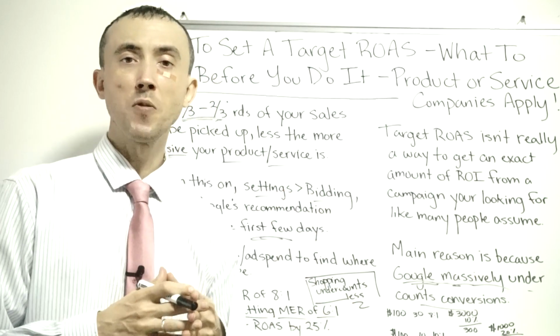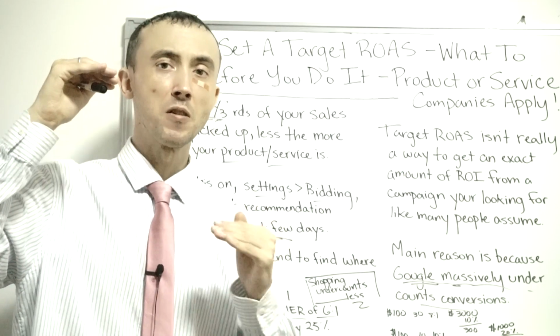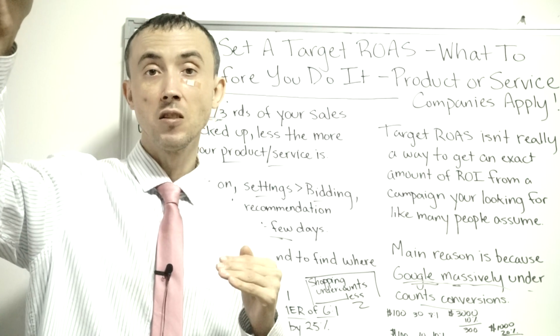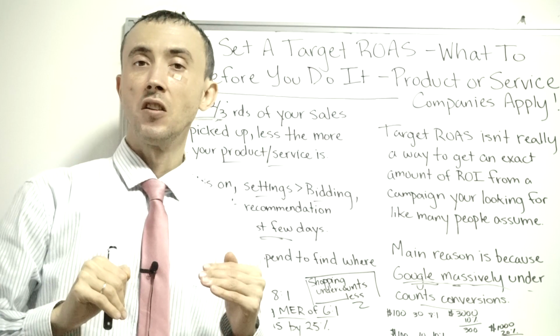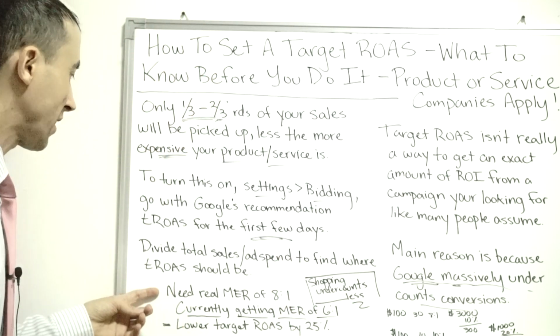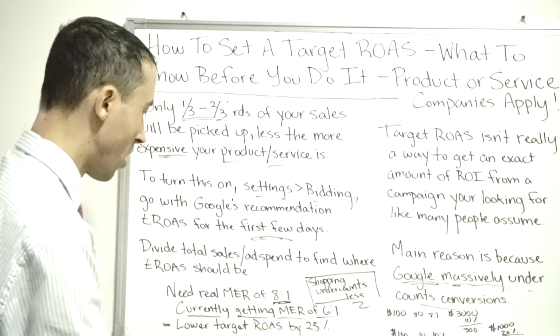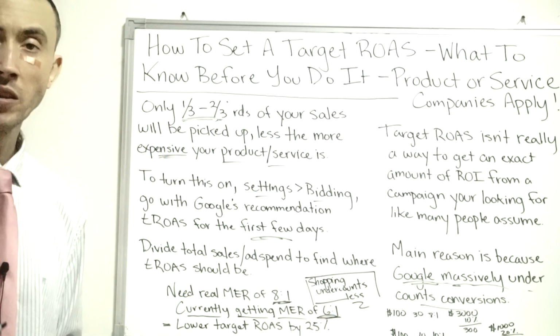If you find out you're only bringing in $5 worth of sales for every dollar you're spending on Google Ads, and it has to be at least an 8 with your product costs, your service costs, and your overhead, then you've got to make some adjustments to your target ROAS setting. In that kind of situation, if you need a ratio of 8-to-1, and you're currently getting a 6-to-1, then it's really simple what to do.